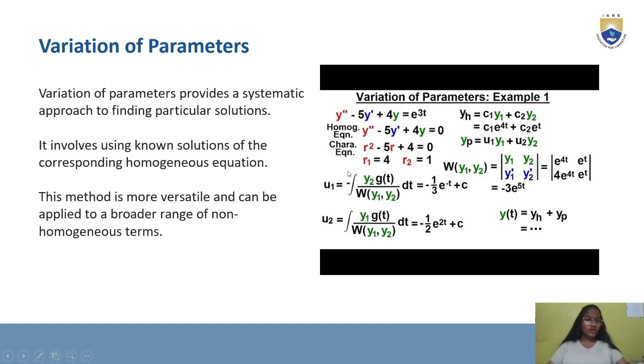U1 is minus integration of y2 g(t) by W, y dash y2 dt, equals minus 1 by 3 e to the power minus t plus c. Same with u2, and you'll get this yh, and yh is nothing but c1 y1 plus c2 y2. And once you substitute the whole thing here, you get W, y dash y2 g, y1 y2.